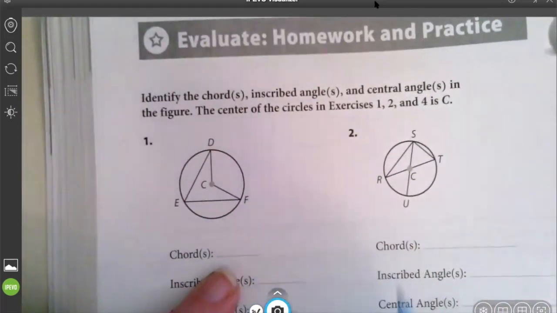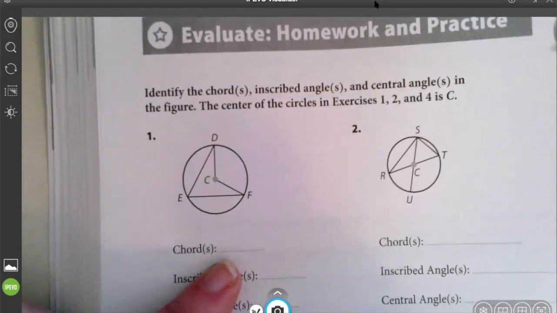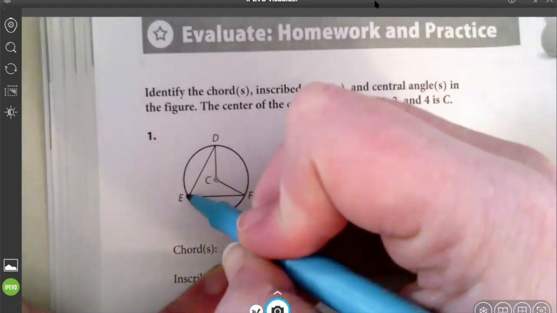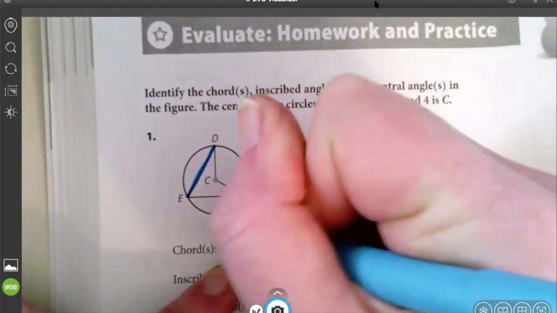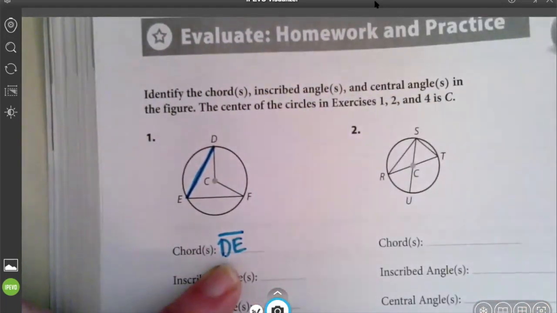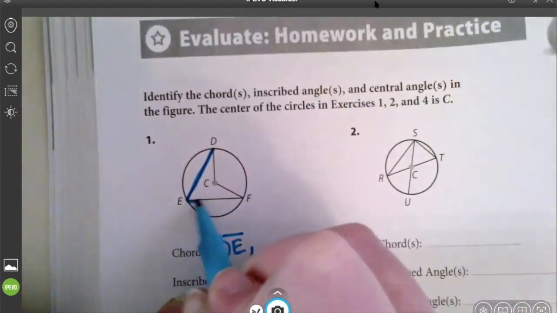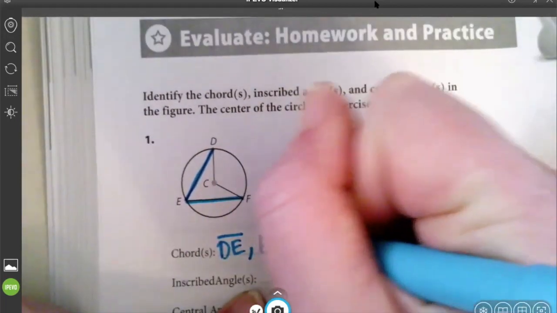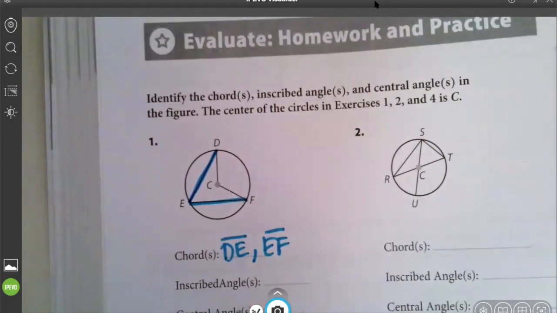So somebody name me a chord. A chord is a line that goes from one part of the circle to another part on the end points, or on the circumference of the circle. Good. So ED or DE, that would be a chord. And it's a line, so we're going to draw that line, or it's a line segment, really. Name me another one. Good, EF. You could name them backwards as well. DE, ED, that's fine. EF, FE, that's fine also.